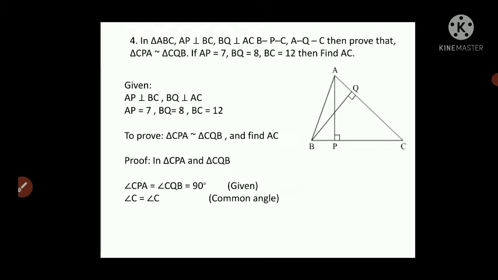Now I got two angles, that means by AA test, that is the angle test of similarity, we can say that triangle CPA is similar to triangle CQB. So similarity I have proved now, both triangles are similar. So now I have to find the dimensions. So what we will do, see, we know both triangles are similar, we have proved earlier.